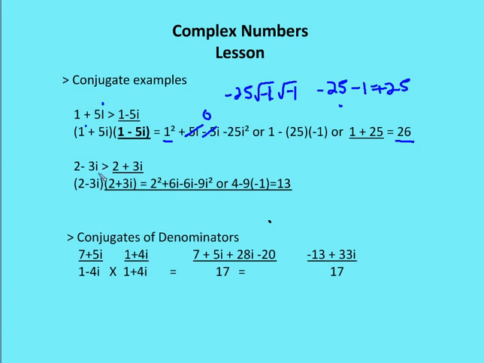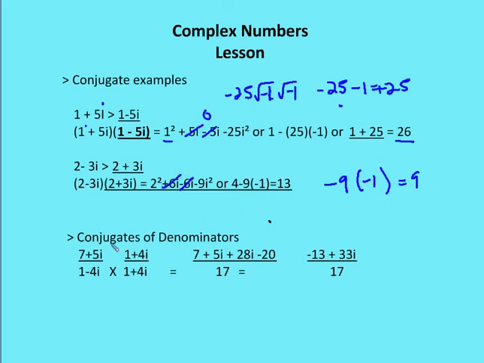Okay, let's take another example. 2 minus 3i, the conjugate of which is 2 plus 3i. I multiply these two together. 2 minus 3i times 2 plus 3i, I get 2 squared plus 6i minus 6i minus 9i squared. Again, minus 9i squared is the same as minus 9 times minus 1, which is equal to 9. Now I have 2 squared plus 6i minus 6i reduced to 0, 2 squared plus 9, which is equal to 13.